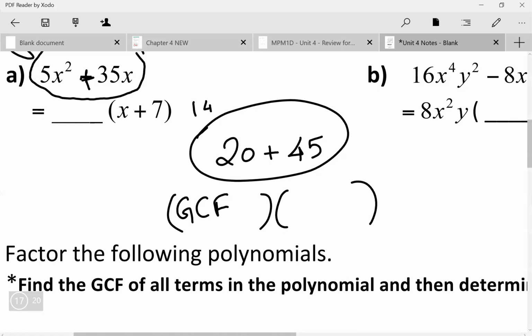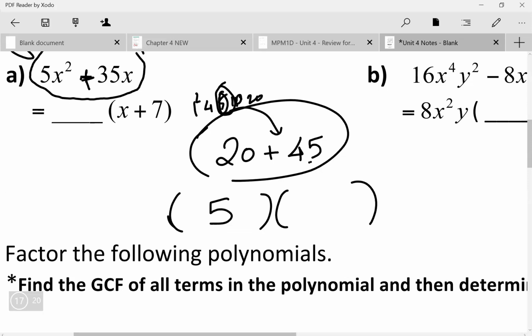We have 1, 2, 4, 5, 10, and 20. So now check which ones are common with the other one. So 20 doesn't work because it doesn't go into 45. 10 doesn't work. That doesn't go into 45. 5 goes into 45. So 5 has to be the greatest common factor. So here, instead of greatest common factor, we're going to write 5.